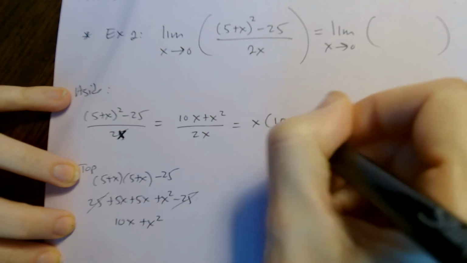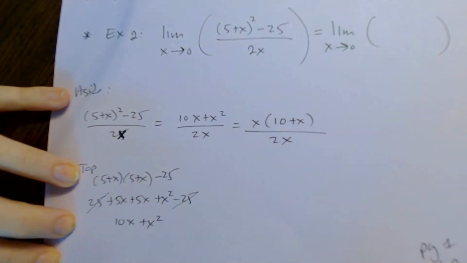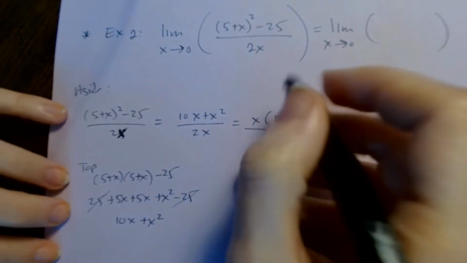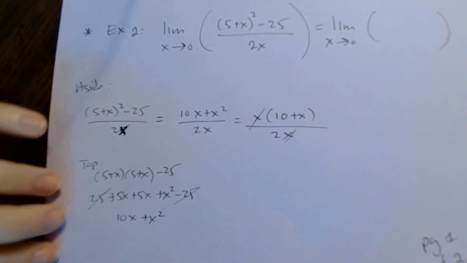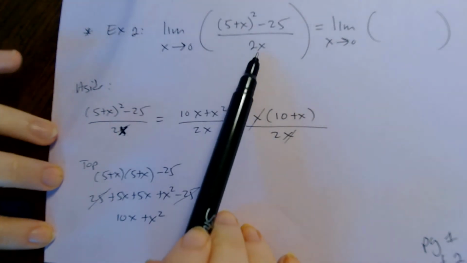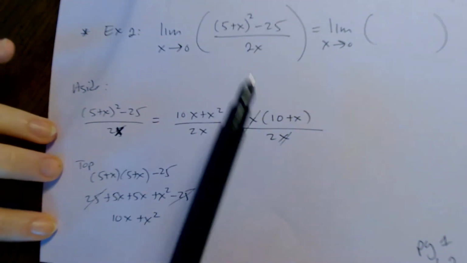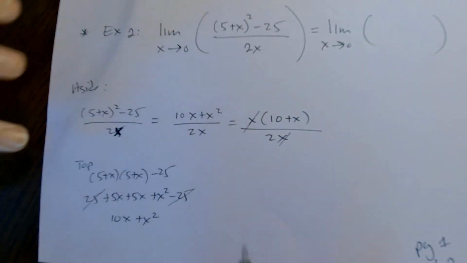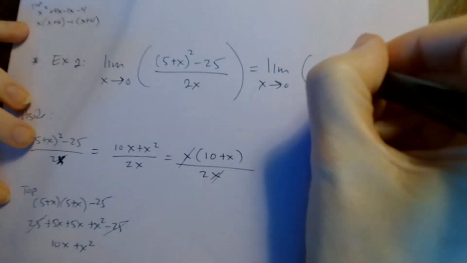10 plus x over 2x. And then it works. Those x's cancel. And once I got them to cancel, because remember it was that x that was making the denominator 0, it was that x that was preventing me from being able to direct substitute. So now that it canceled, I'll go back up here.